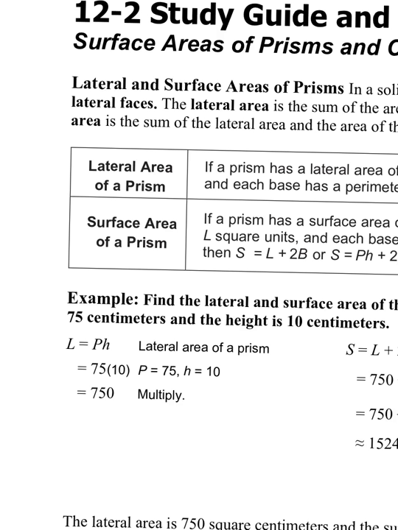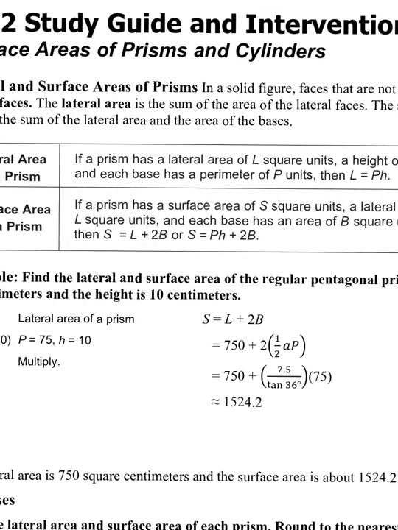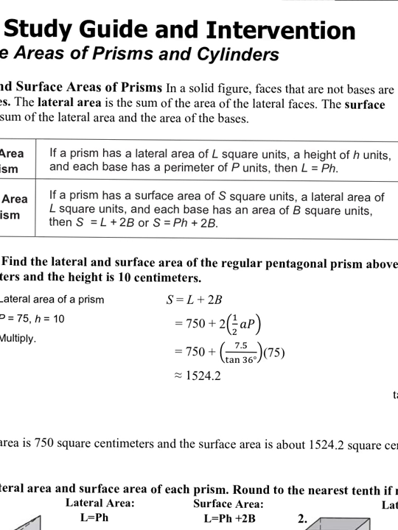So a prism has bases that are the same on both sides. And the lateral area, if we read that here: if a prism has a lateral area of L square units, a height of H units, and each base has a perimeter of P units, then for lateral it's just L equals perimeter times the height. Now we need the lateral in order to find the total surface area. So again, the lateral is everything but the bases, and then we're going to add the bases to find the total surface area.